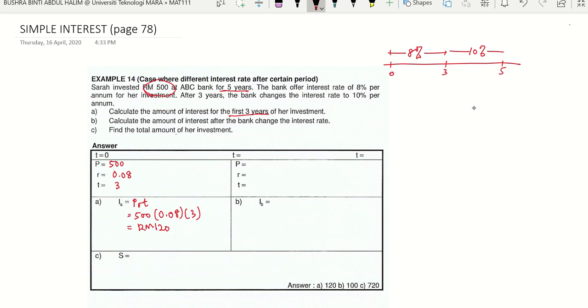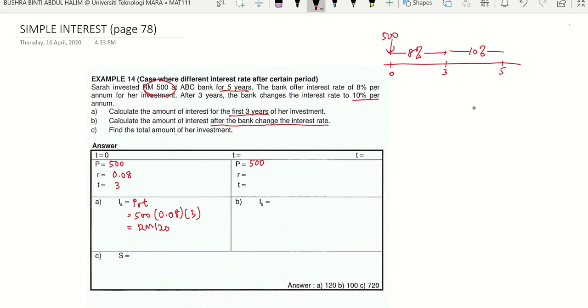Okay, next, for question B, calculate the amount of interest after the bank change the interest rate, which is 10%. Okay, so maknanya after 3 years lah. Okay, so you ganti kat sini, P, the principal, principal kat sini 500. So untuk simple interest rate, you kena ingat mesti kira interest tu mesti based on original principal lah. So maknanya original principal kat sini 500.